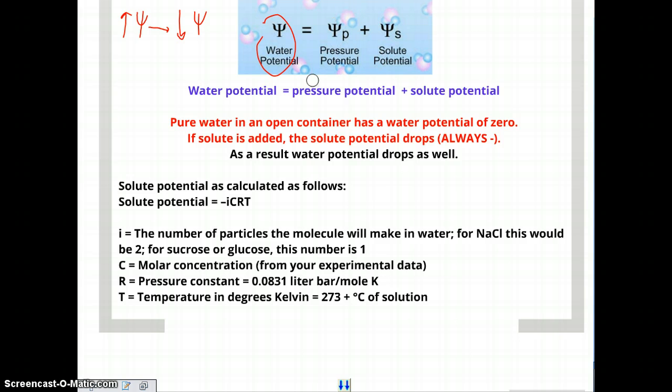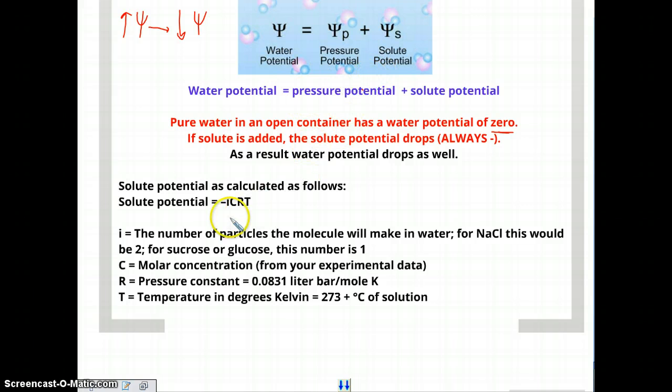That's also what happens with cell walls. Cell walls will push back on the water, so cell walls provide this pressure potential. Now in an open container, we consider that pressure potential to be 0. So pure water in an open container has water potential of 0. So pressure potential is 0 at atmospheric pressure, and if it's pure water, no solute, and it's at atmospheric pressure, it's got a 0 water potential.